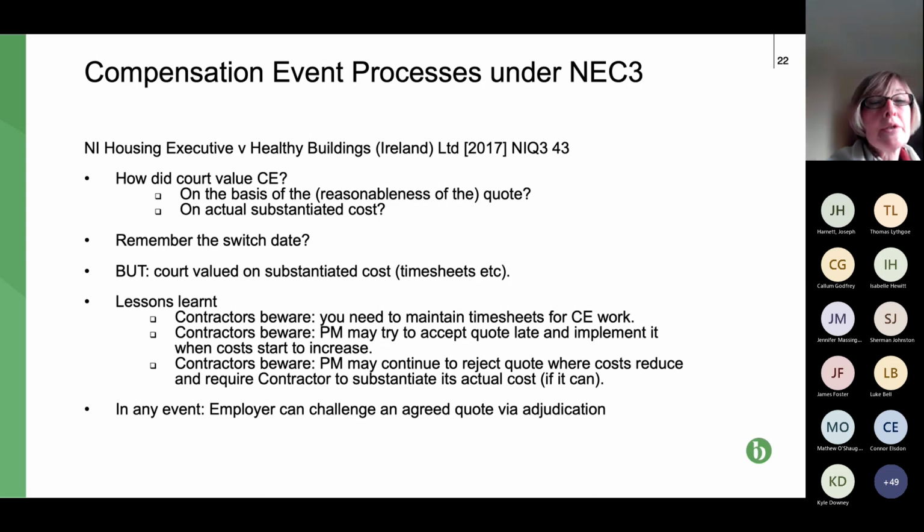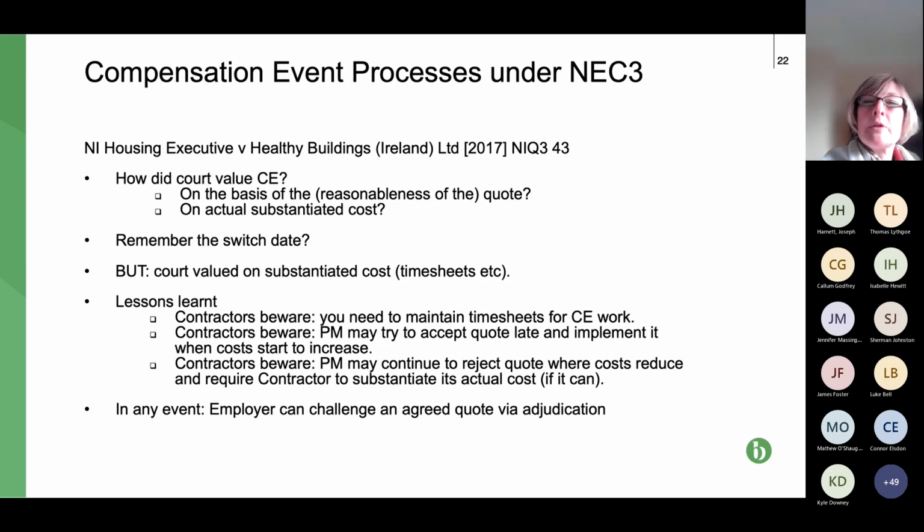The impact for contractors and subcontractors is that, as well as preparing quotes, you still have to, behind the scenes, be preparing that critical documentation that is quite time consuming and quite difficult to do on a practical level, to show how many people were working on that CE, when they were working on it, how many hours, what they were doing, all that detailed information, which I think was never intended within the NEC form of contract.